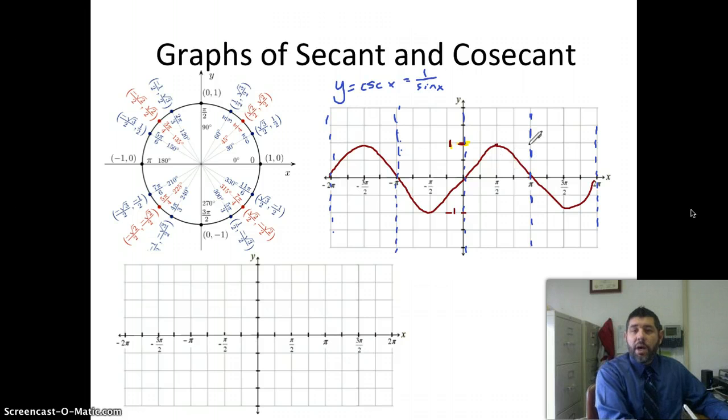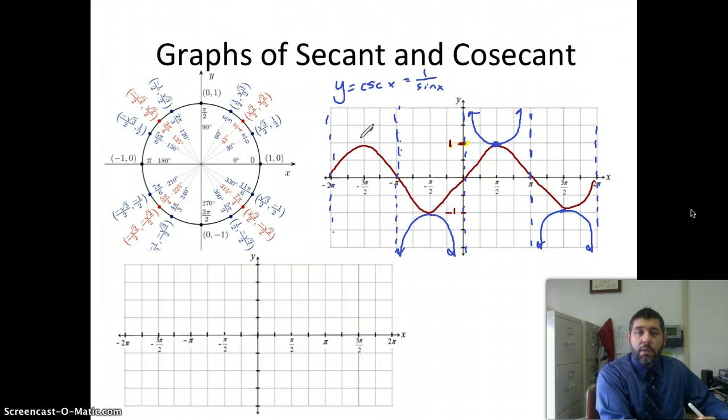Now this is all positive, so when we did this for step-by-step graphing, this is all positive, so I'm going to start at the same place, and I'm going to go towards the asymptotes. And then here, start at 1, go towards the asymptotes. Here towards the asymptotes. And that is your graph of cosecant.